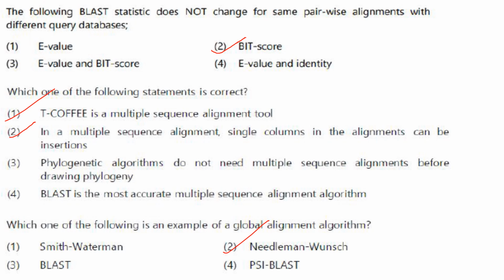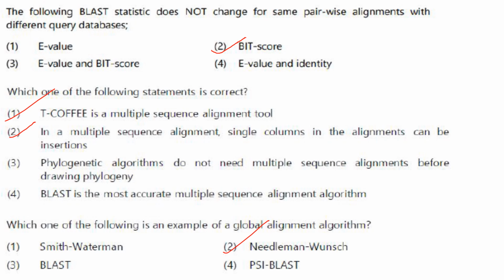Then next one. Which one of the following statements is correct? T-Coffee is a multiple sequence alignment tool. Yes, that is correct. In a multiple sequence alignment, single columns in the alignment can be insertions. That is also correct. Phylogenetic algorithms do not need multiple sequence alignments before drawing phylogeny. Phylogenetic algorithms, they require MSA or multiple sequence alignment before drawing phylogenetic relationships.